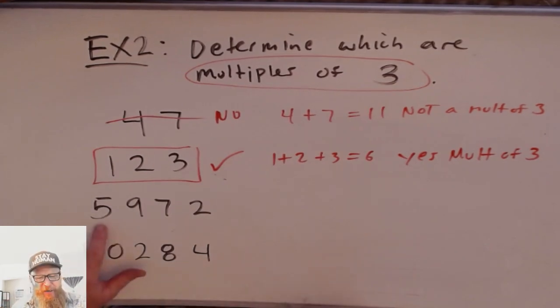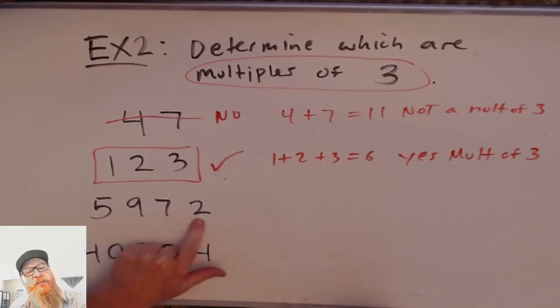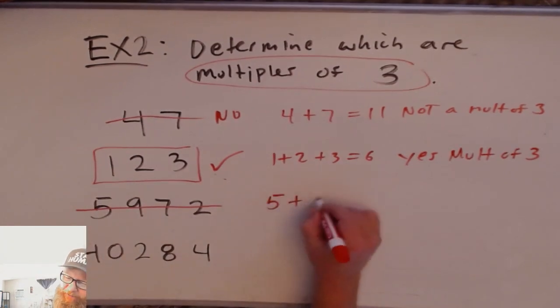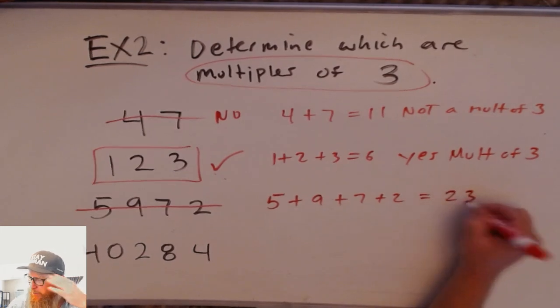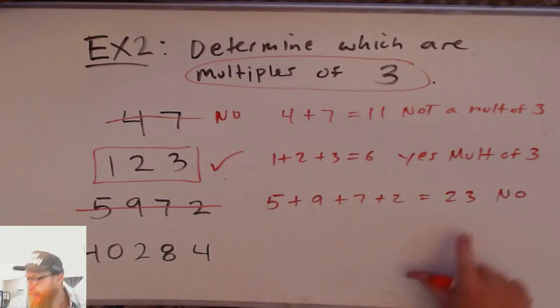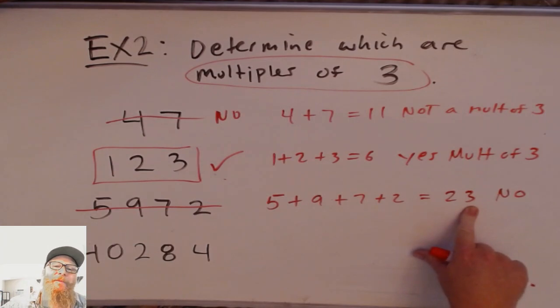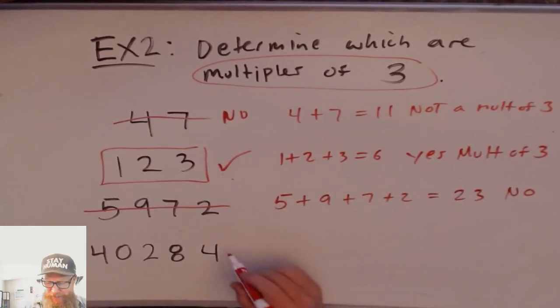Now see if we can do this in our head. 5 plus 9 is 14. Plus 7 is 21. Plus 2 is 23. So no. 5 plus 9 plus 7 plus 2 is 23. No. Yeah, 23 is not a multiple of 3. Just because it ends in a 3 doesn't mean it's a multiple of 3. None of those numbers were multiples of 3.